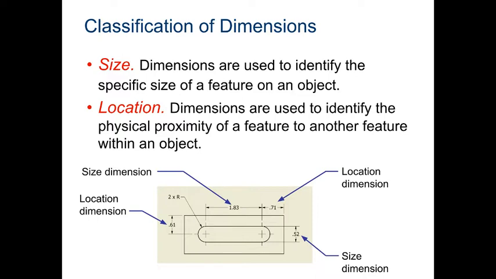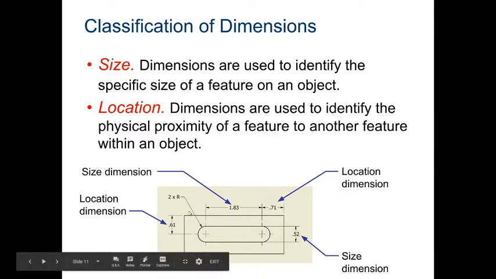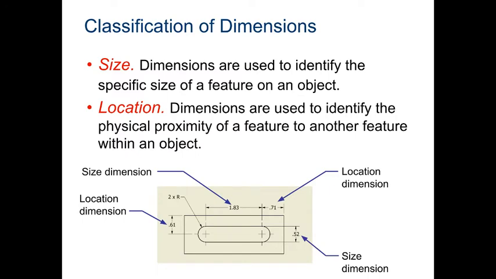The location is referencing usually to an edge. So where is this circle at in space? Where is it at in orientation to this square? Basically, it's going to be from the top to the center of this square, it's going to be 0.61. And from the side to the center of this circle, it's going to be 0.71. Okay? So the location dimensions are identifying just where it's at in space, and the size is identifying how big it is, how small it is, how long it is, how short it is.